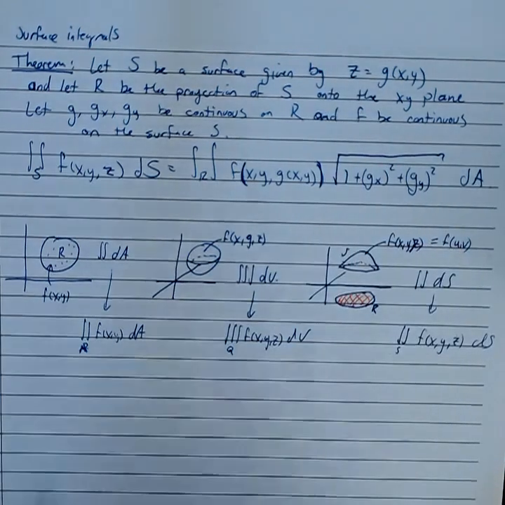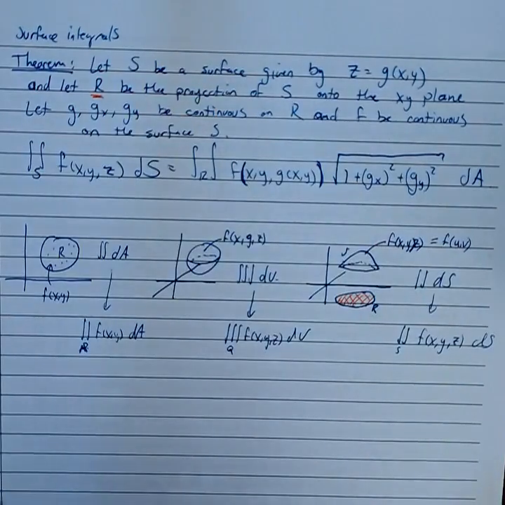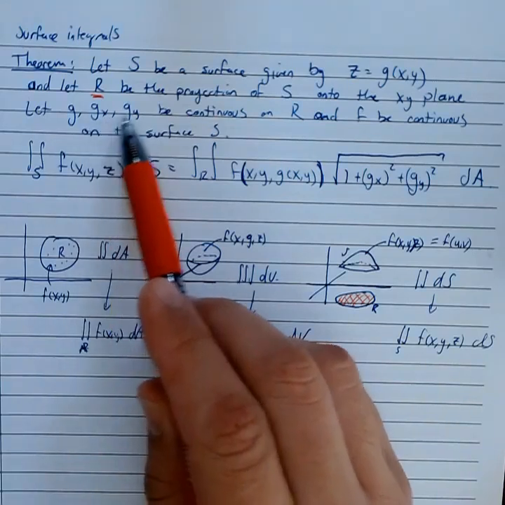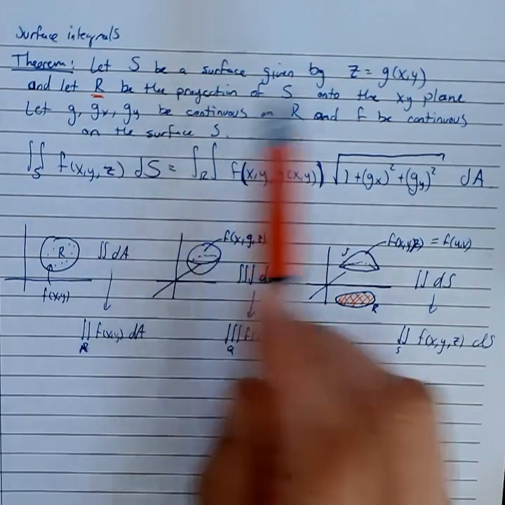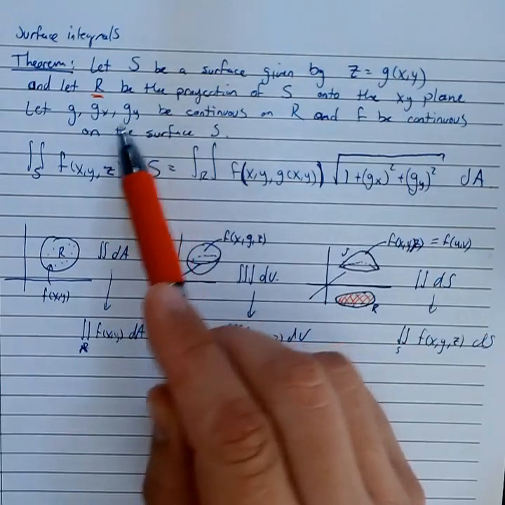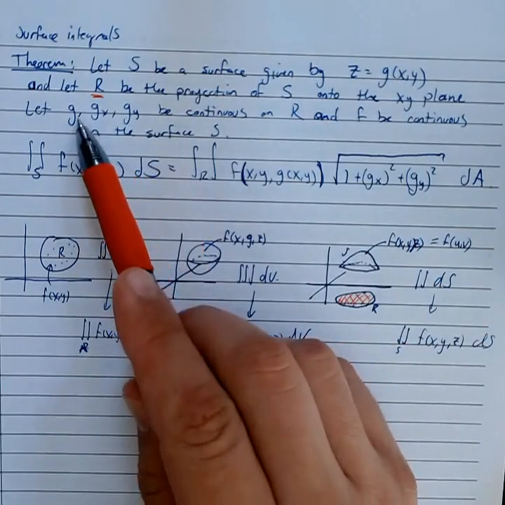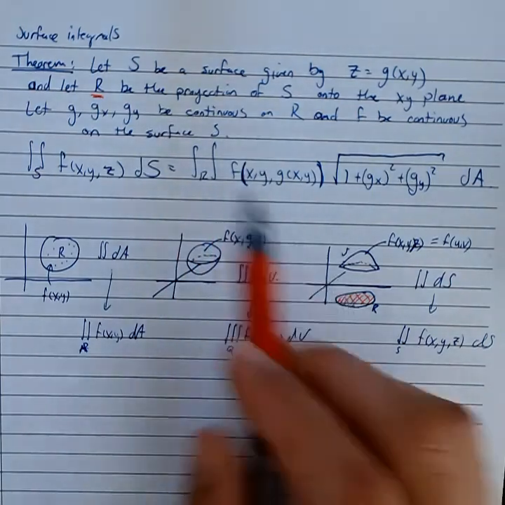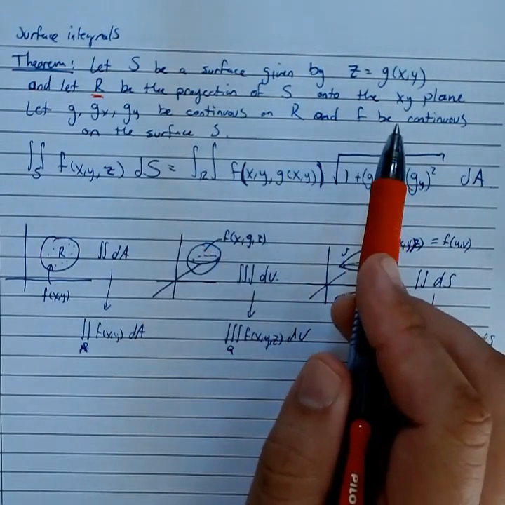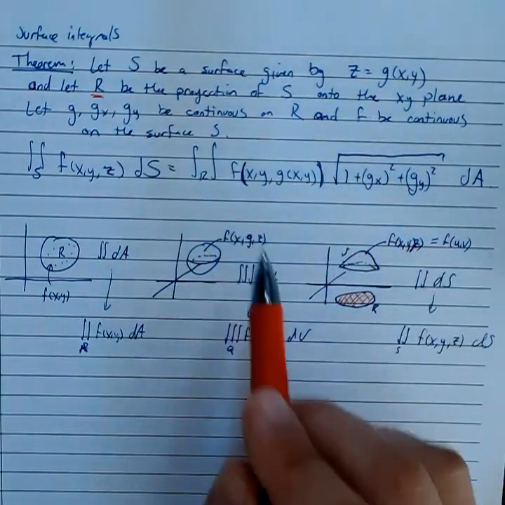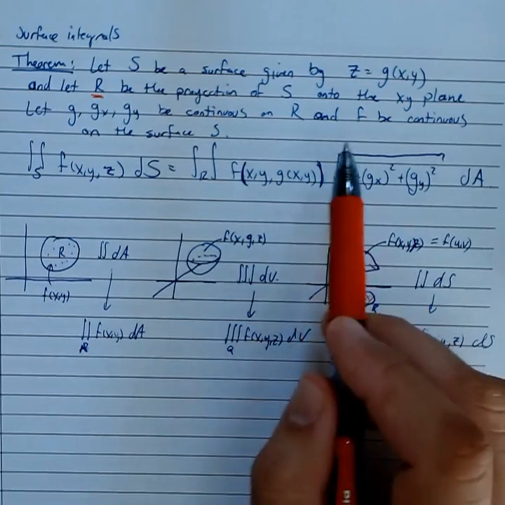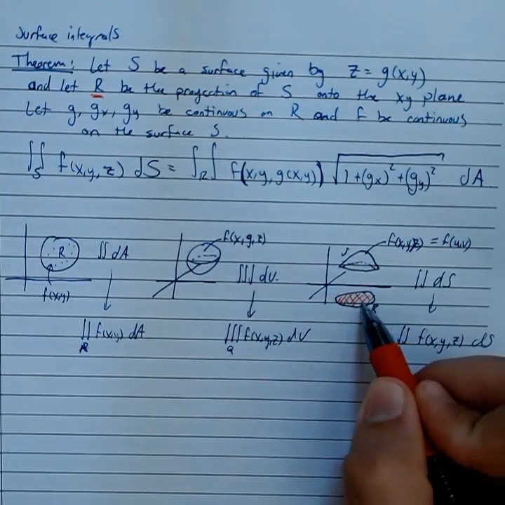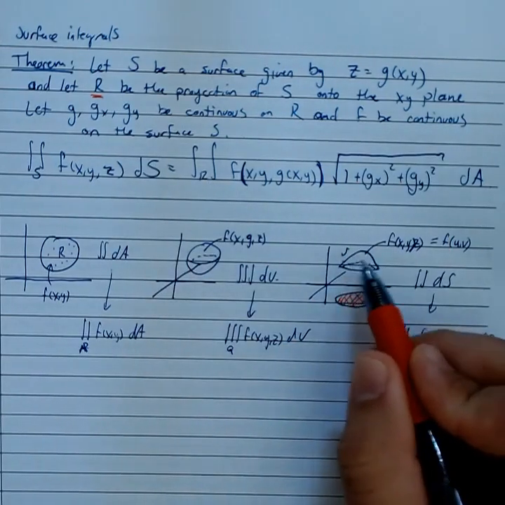Okay, so now let G, some function G, which gives you your surface, and the partial derivatives with respect to X and Y. After all, that is a function of X and Y. You can take the partial derivatives with respect to either. Let the function and its two derivatives be continuous on this region R, on the XY plane. And let F of X, Y, Z be continuous on the surface S. So G lives down here and F lives up on the surface.